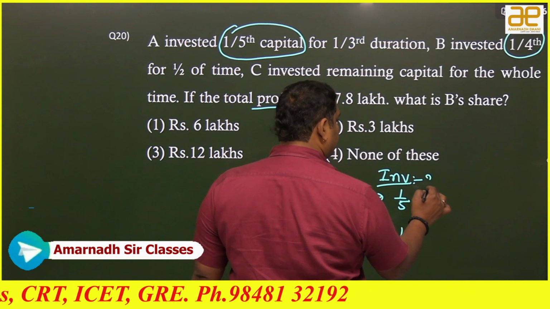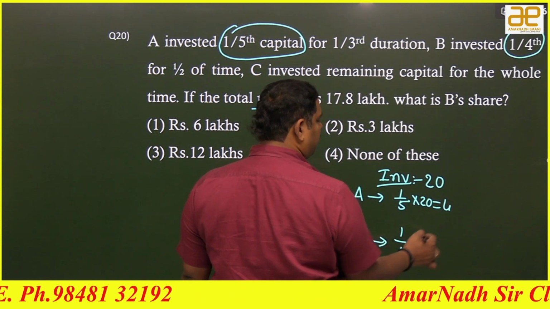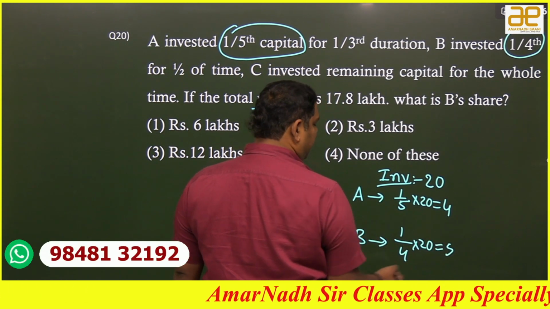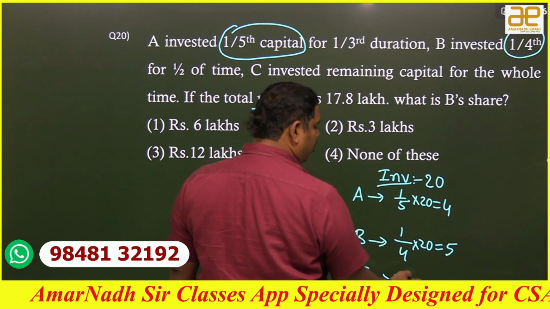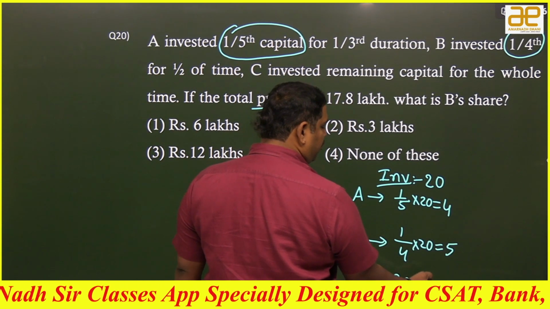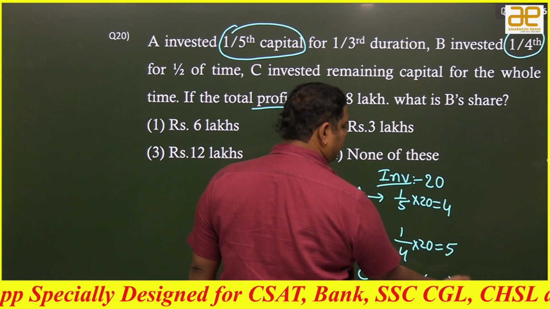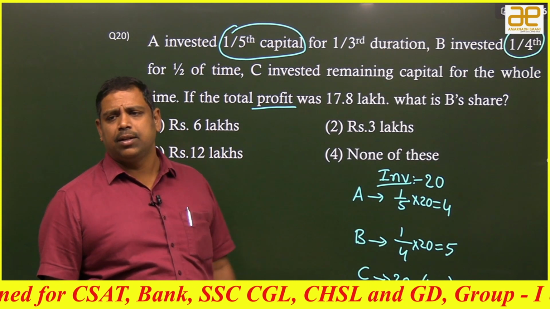If I take 1/5 into 20, that means 4 rupees is the investment of A. 1/4 into 20, that is 5 rupees, is the investment of B. And coming to C, the remaining amount means out of 20 I have to remove these two, 4 plus 5, that is 9. So 20 minus 9 is how much? 11 rupees. So this is the investments point of view. Now it is easy for us.